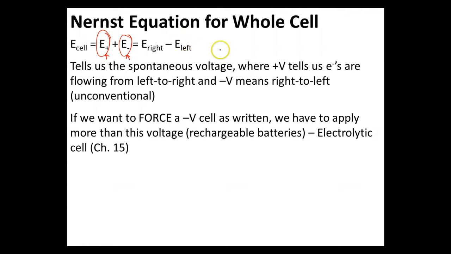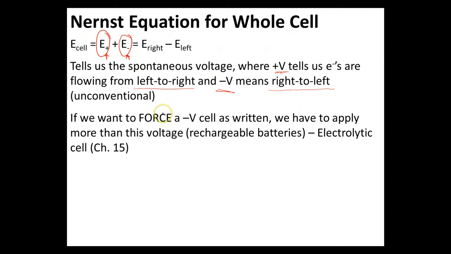And remember that whatever sign we get tells us the spontaneous direction as well. So if we end up having a positive value like we expect, then we have our current flowing from our left side over to our right side. So negative voltage means we're going from right to left. Positive voltage means we're going left to right.